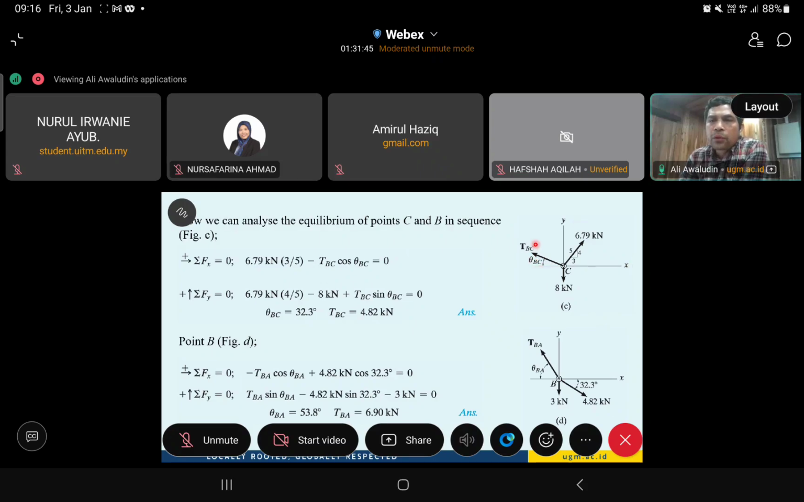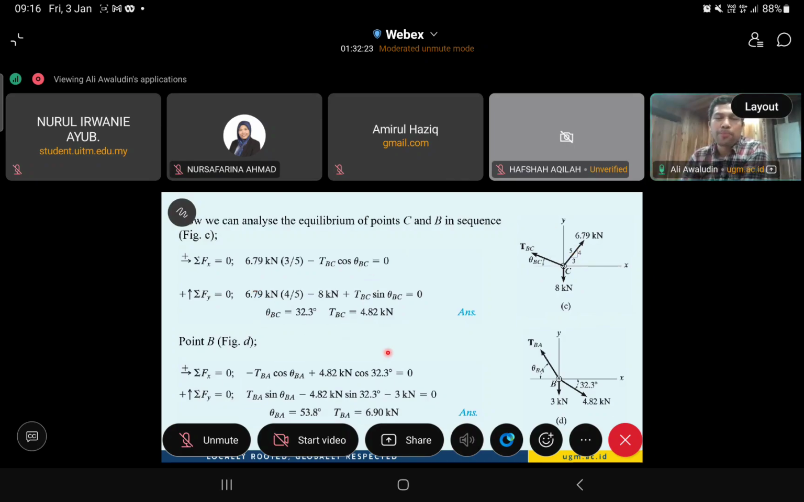So we have two equations, which are equilibrium of the sum of forces in the Y and X directions. We have two unknowns, which are the tension force of segment BC and the rotation theta BC. Using those two equilibrium equations, we can finally solve these two unknown variables. So we get theta BC equal to 32 degrees and TBC equal to 4 kilonewton.